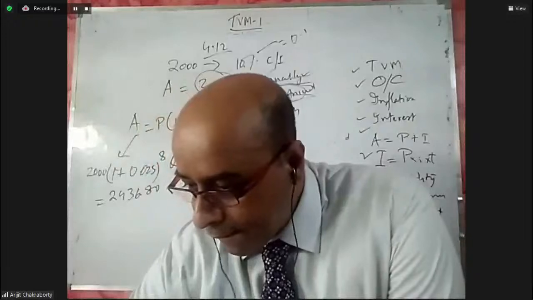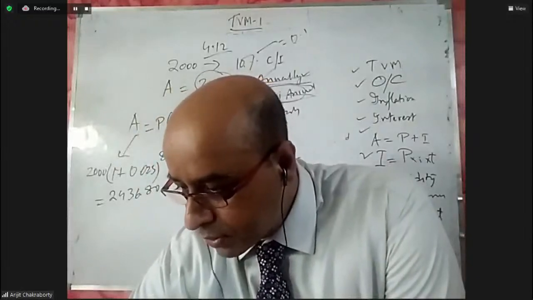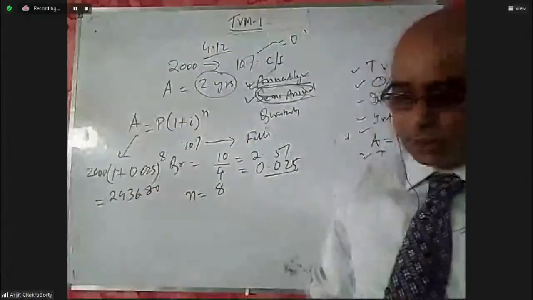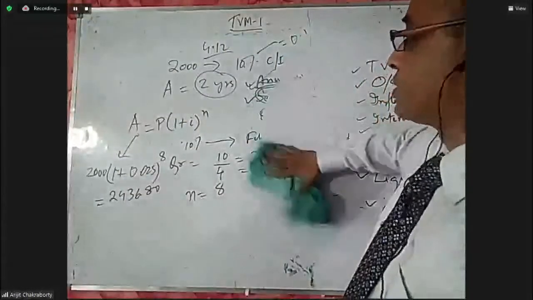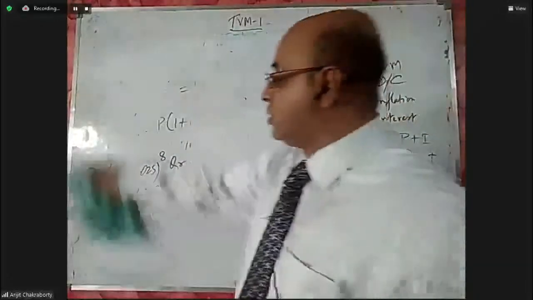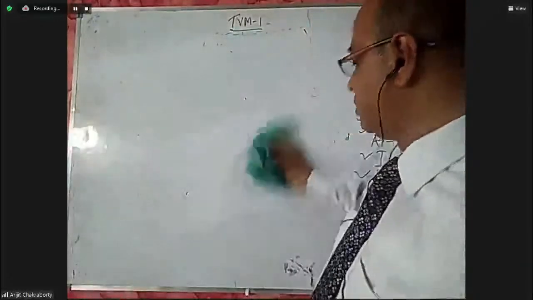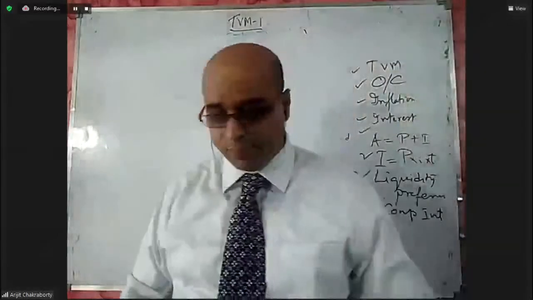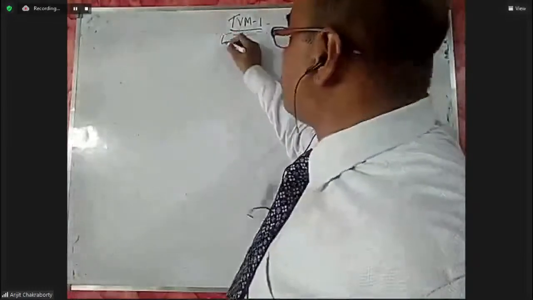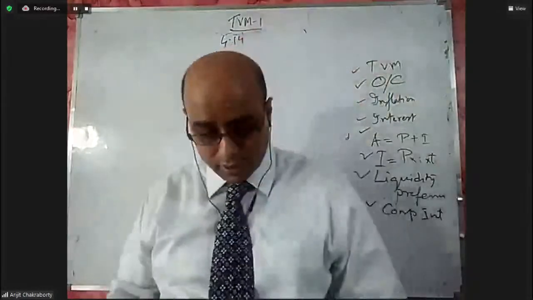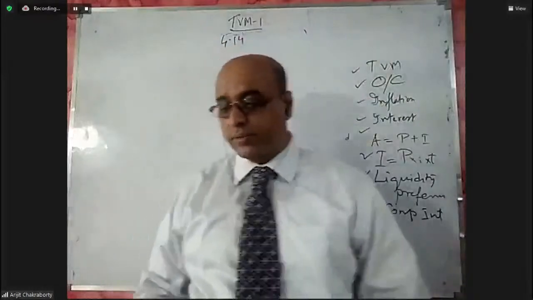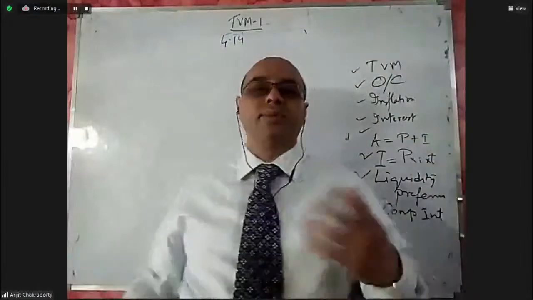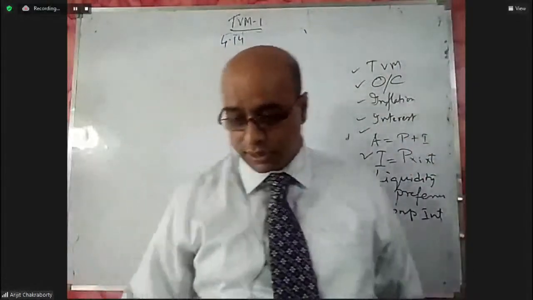Right. Okay. Now we take up the next question, page 4.14. This is also a very, very important question for your exams, and a very appropriate type of question for the exam. Page 4.14, and the question goes like this: what annual rate of interest compounded annually doubles the investment in 7 years? Very important question.